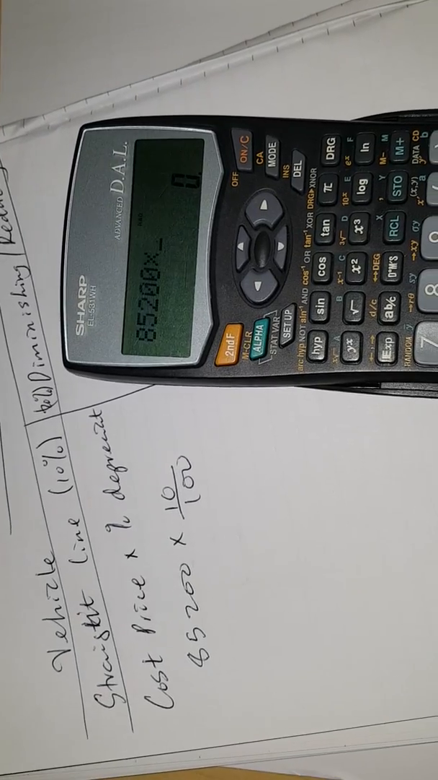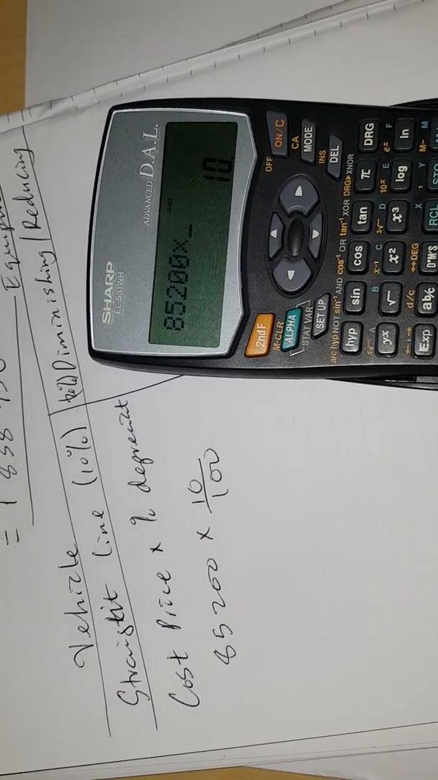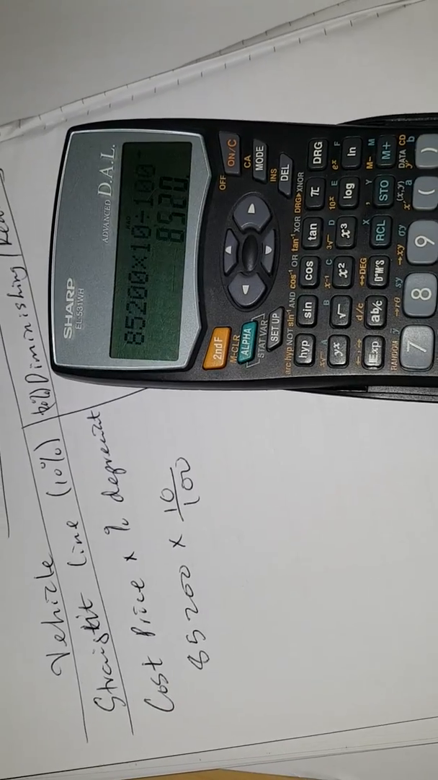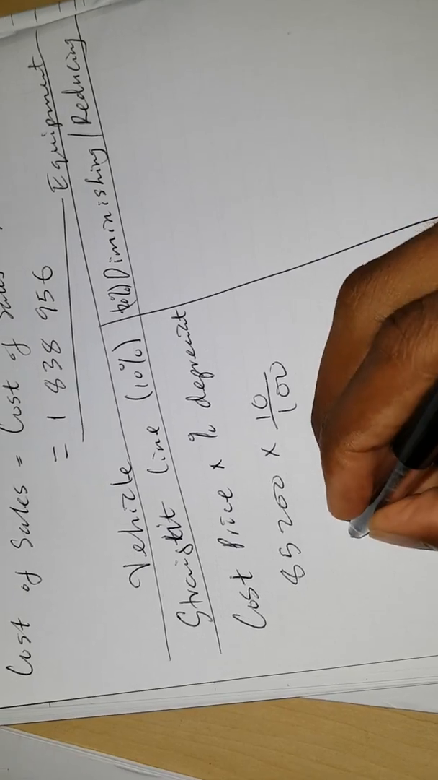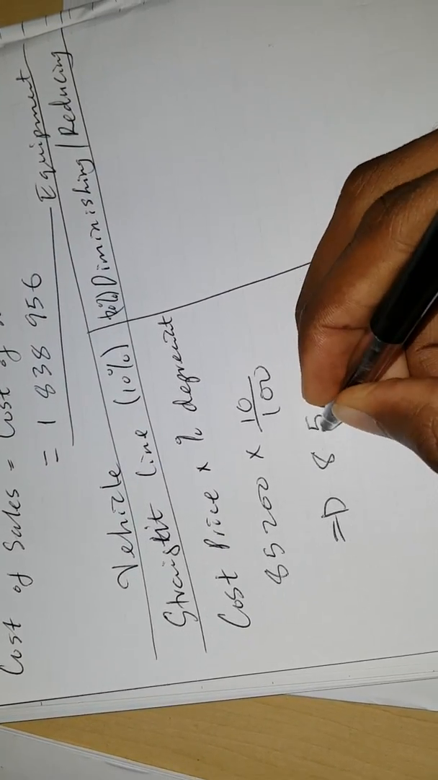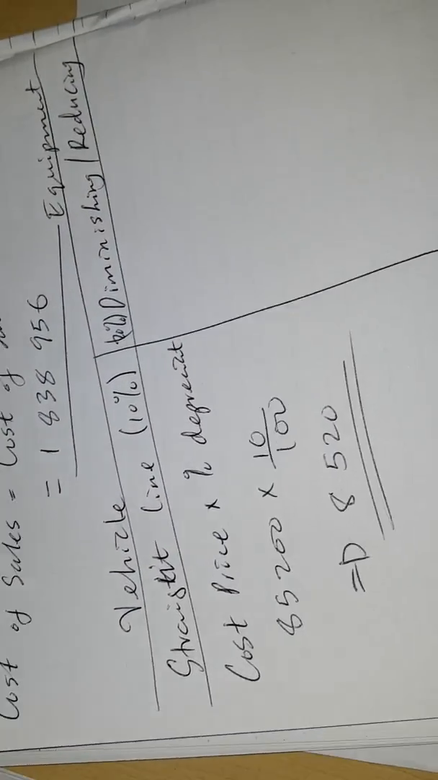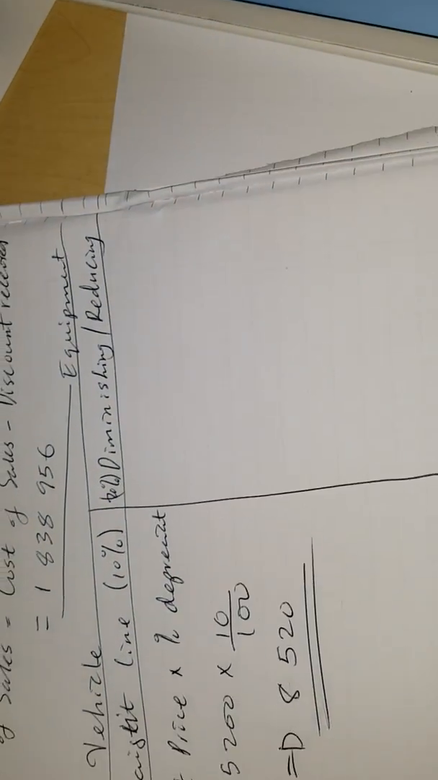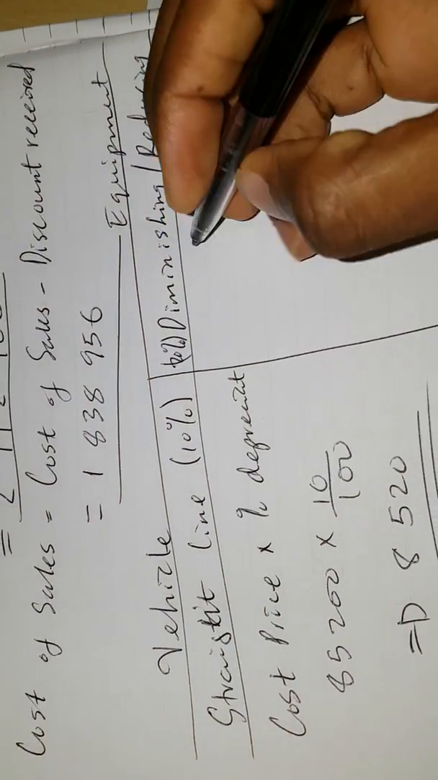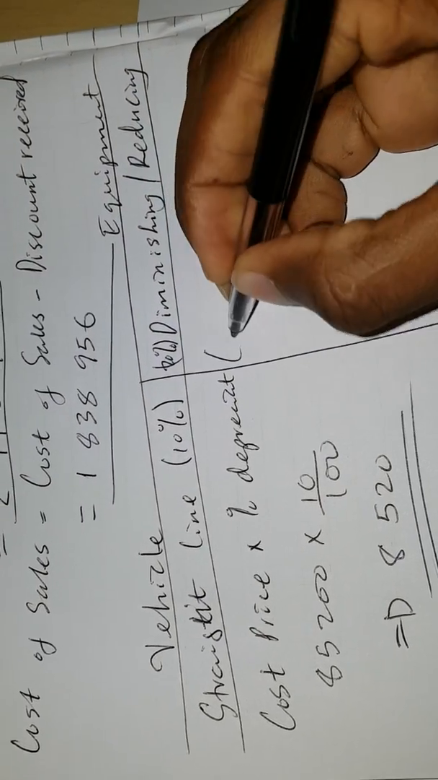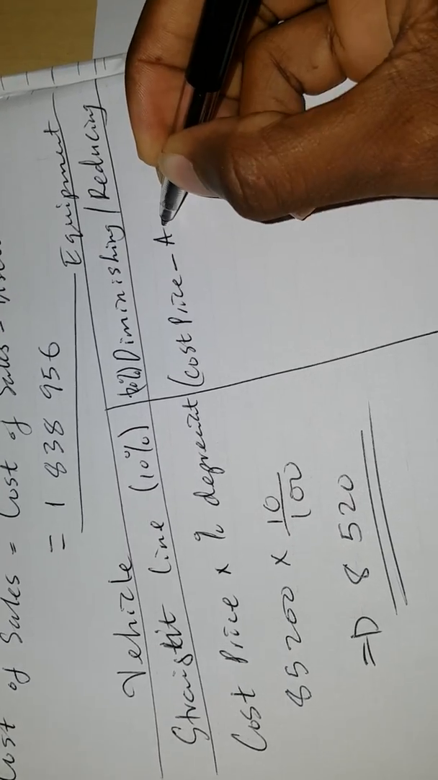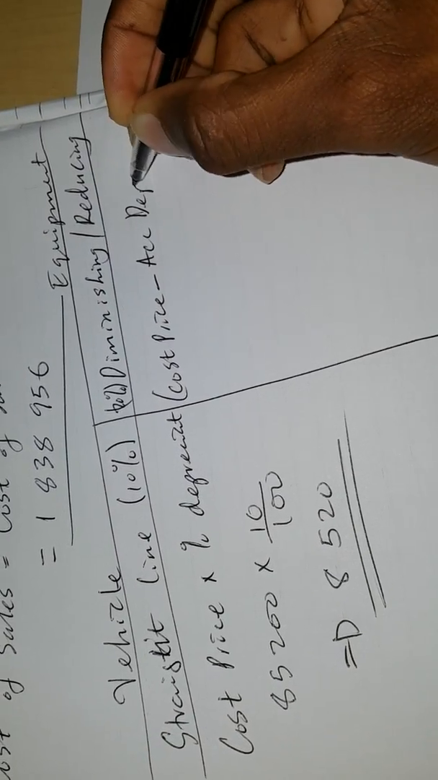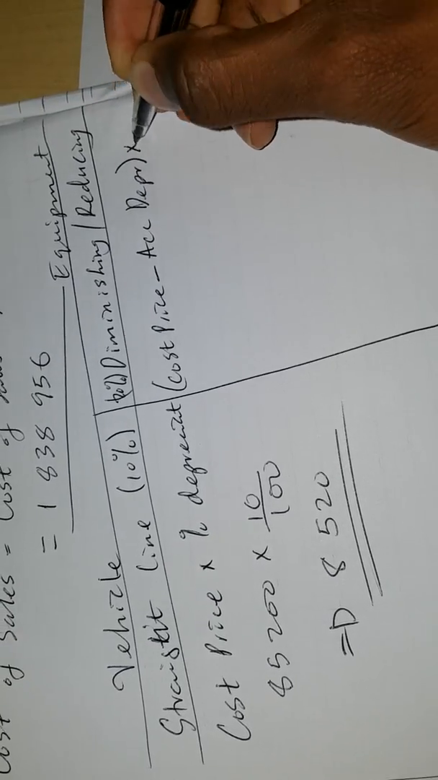85,200 times 10%, which is 10 divided by 100. I'm going to get 8,520. So the depreciation here will be 8,520 for the vehicles. Now let's calculate the depreciation for the equipment. So here is the formula for the diminishing method. It's open bracket, cost price minus accumulated depreciation, close bracket, times percentage depreciation.